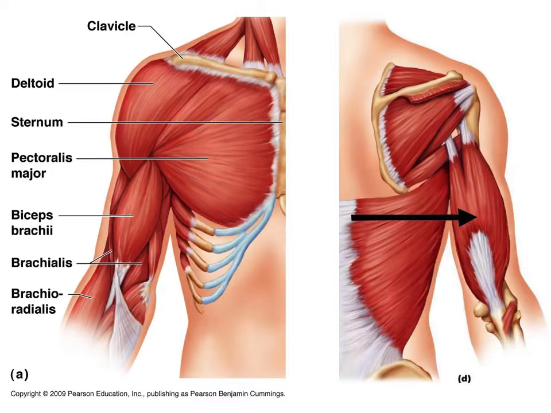And then the triceps brachii would be behind, or posterior to, the humerus, on the other side of the bone, and that's why those two muscles are always going to have opposite roles. And that tends to always be the case: one muscle on one side of the bone, one muscle on the other side of the bone.